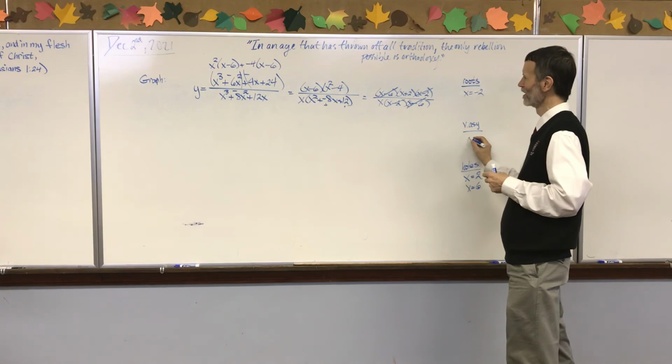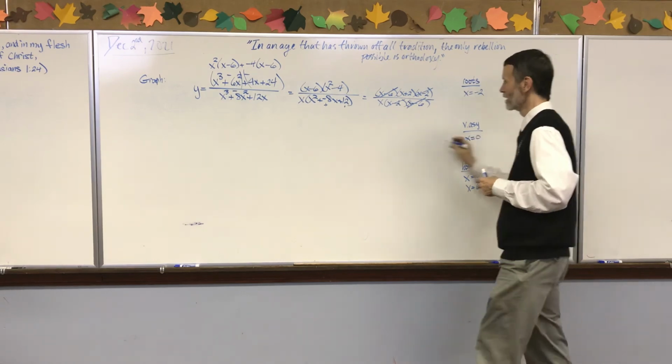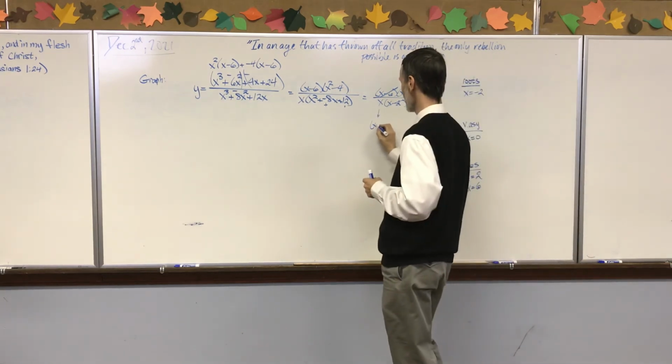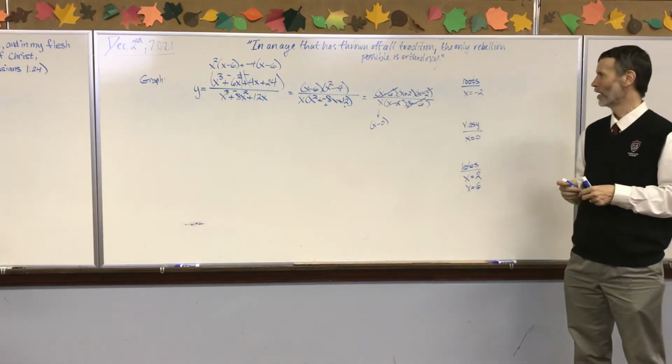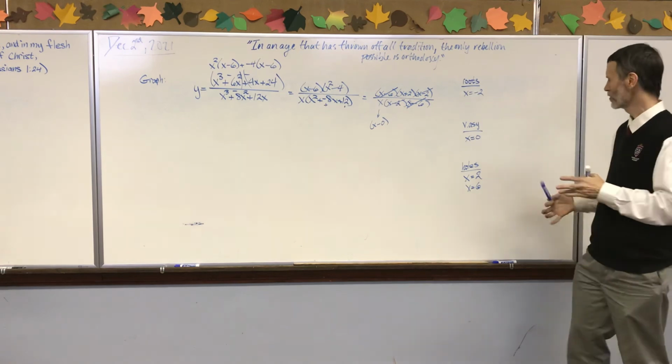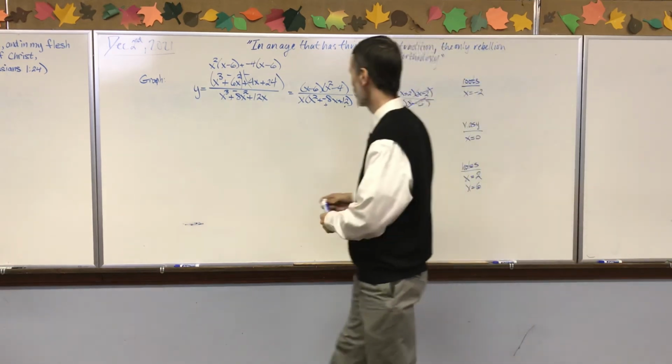Out in front, x equals 0. X equals 0, very good. Because x is really secretly x minus 0, if that makes sense. So, we've got 2 holes, 1 root, 1 vertical asymptote.